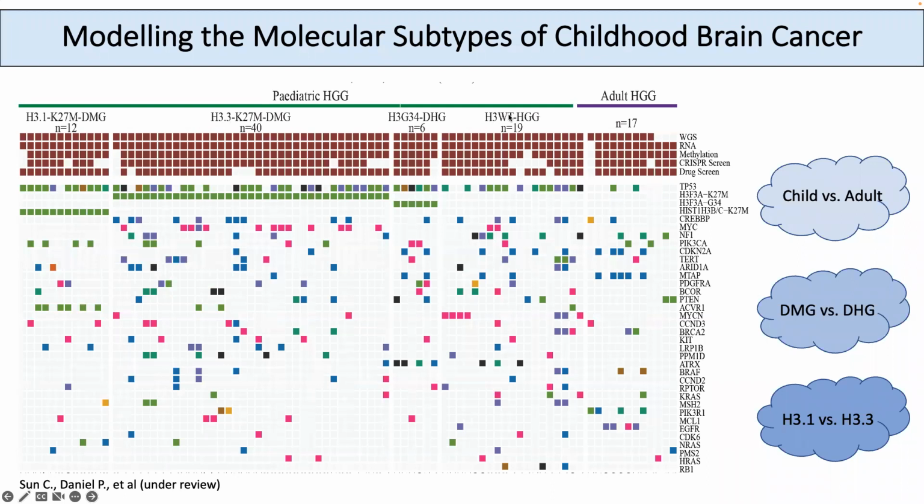So with this type of cohort, we can now begin to ask really interesting questions like what are the differences, the functional genomic differences between childhood and adult gliomas, as well as get down into more granular details looking at diffuse midline versus diffuse hemispheric gliomas, and likewise even more granularities around looking at differences between the different histone mutant subtypes.